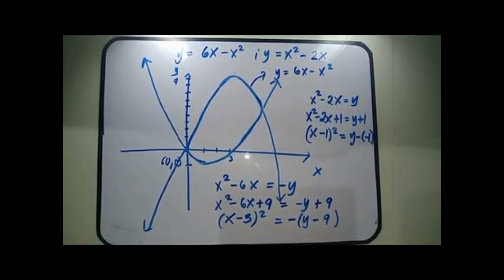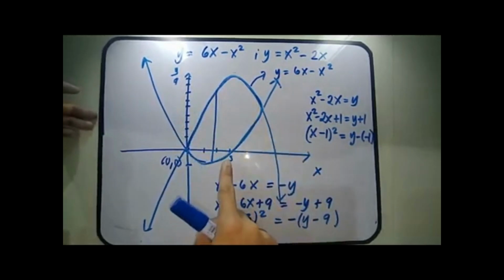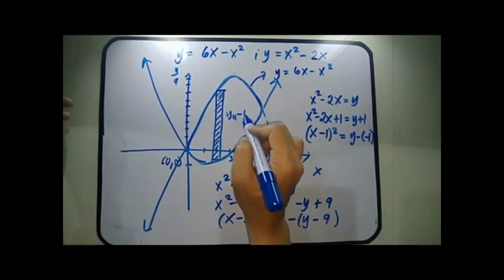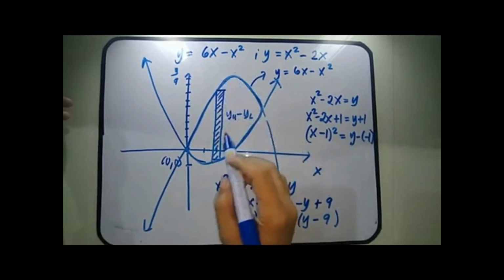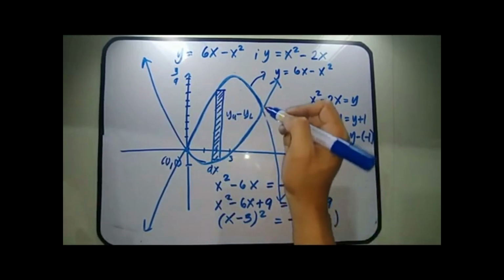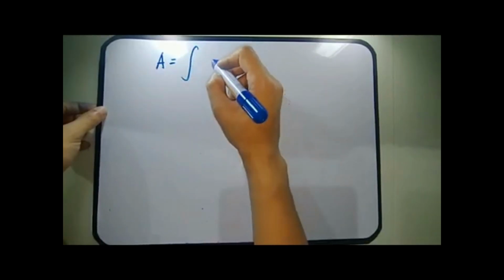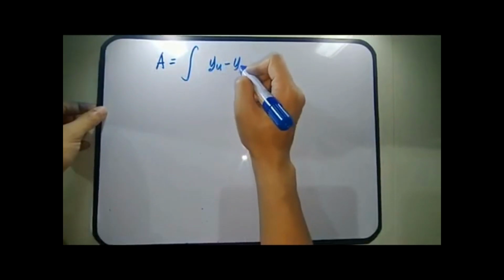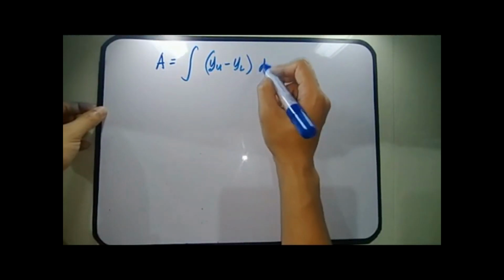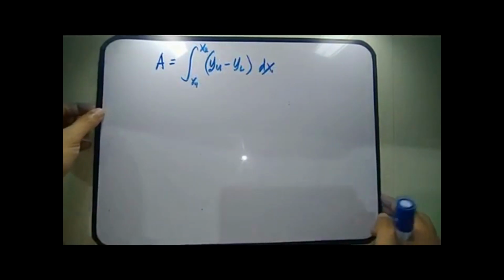So the rectangular strip can be horizontal or vertical, but the easiest way to solve this is to get a vertical rectangular strip. So it touches both curves. So this is y upper minus y lower. Your width will be differential of x. So same concept, your differential of area is length times width. So A is equal to the integral of, this is the definite integral, y upper minus y lower, differential of x from x sub 1 to x sub 2.